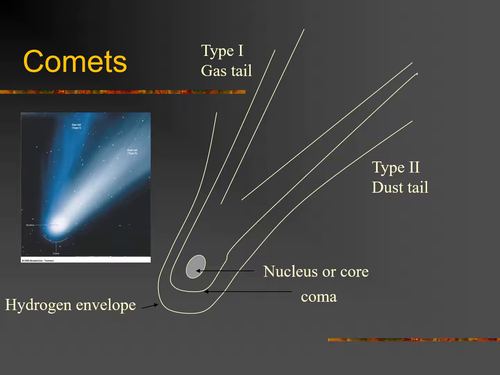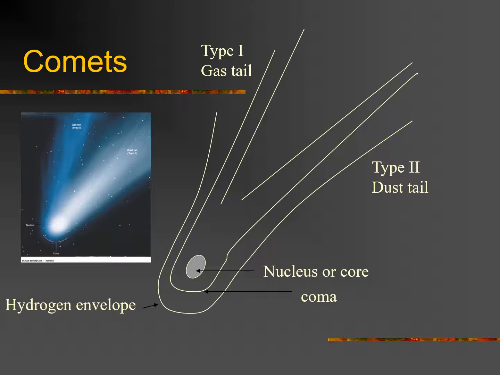Okay, here's the other thing. The gas tail will always line up directly with the sun, whereas the dust tail will actually curve towards where the comet used to be. So as this comet nucleus moves in its orbit around the sun, the debris is going to burn off and be released, but it's going to take a little bit longer for it to move. So the dust tail is going to be curved and the gas tail is going to be straight.